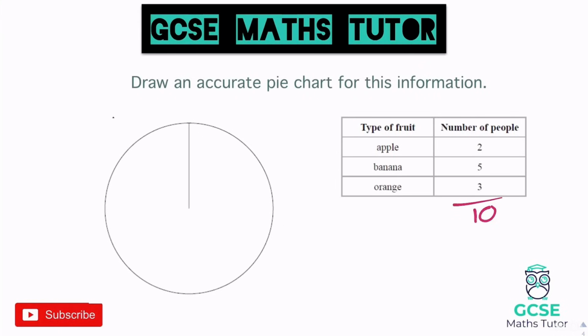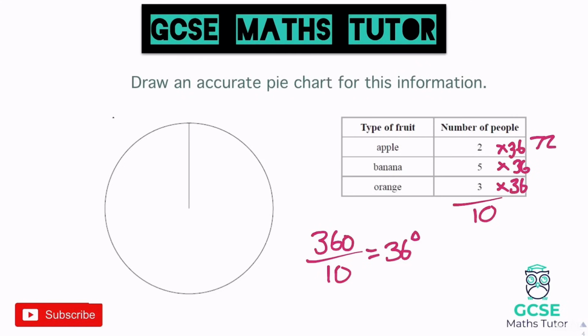So we've got 10 people, so all I want to figure out is how many times this fits into 360. So whatever that number adds up to, I can do 360 divided by that number, and it tells me that each person here represents 36 degrees. So all I want to do is times the amount of people by 36 in each scenario, we'll times them all by 36, and that will tell us the amount of the degrees I need to draw in my pie chart. So 2 times 36 is 72, 5 times 36 is 180, and 3 times 36 is 108.